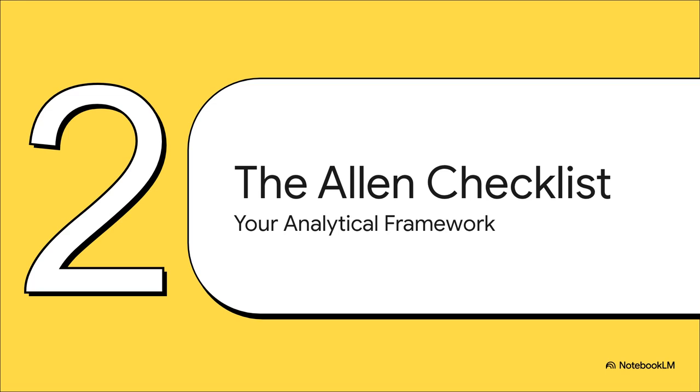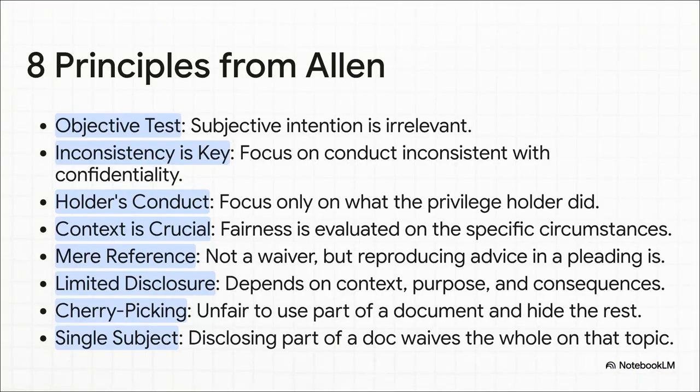So how do we actually apply this inconsistency test when we're under pressure? Well, for us here in Queensland, the go-to authority is a Court of Appeal decision called Allen. And what's brilliant about Allen is that it gives us a practical checklist and analytical framework for any waiver problem you're likely to face. This checklist from Allen, this is your roadmap. It's gold. Let's walk through it.